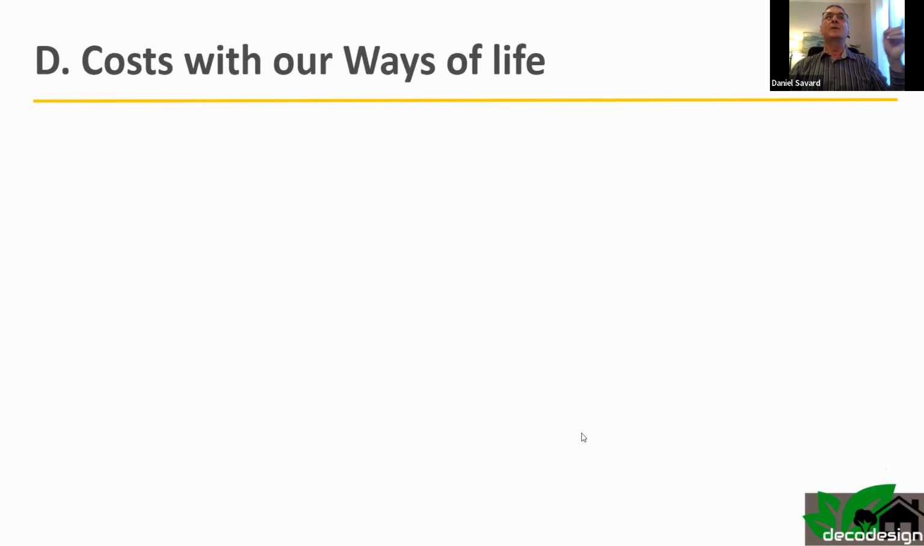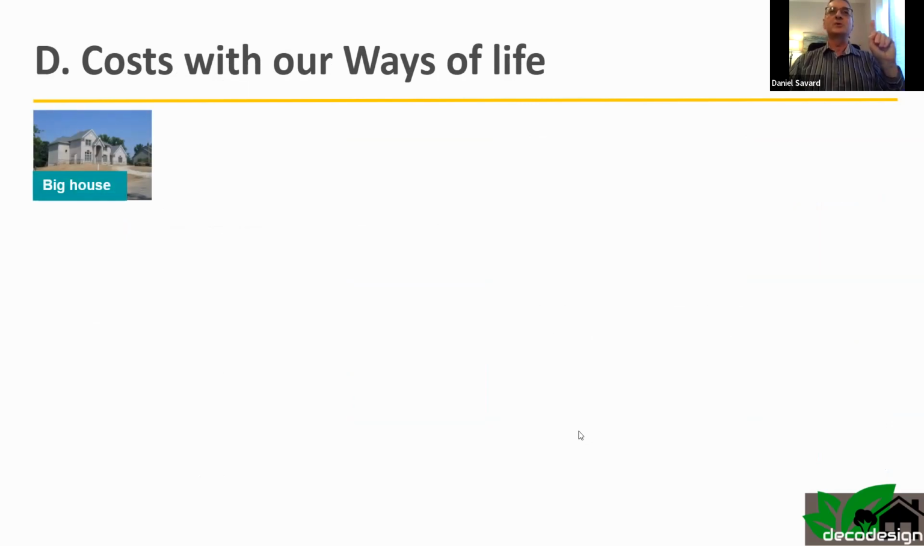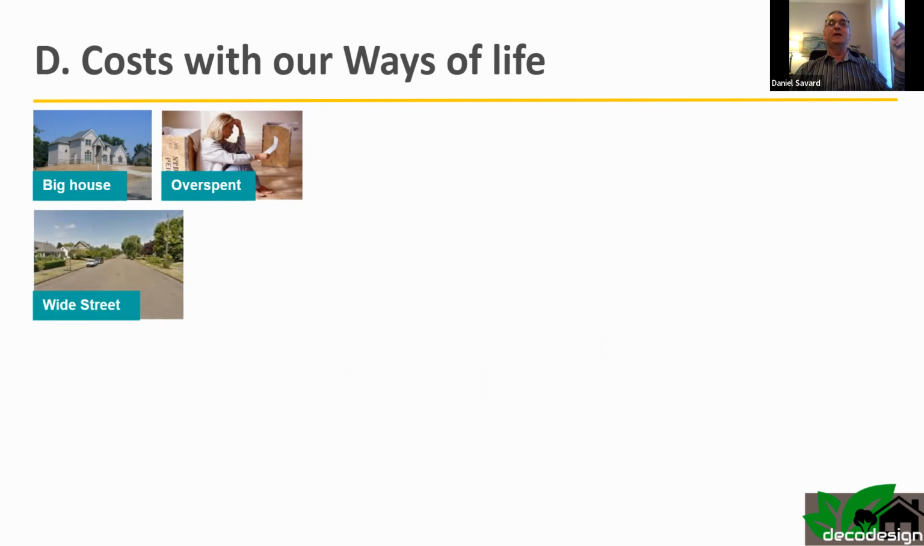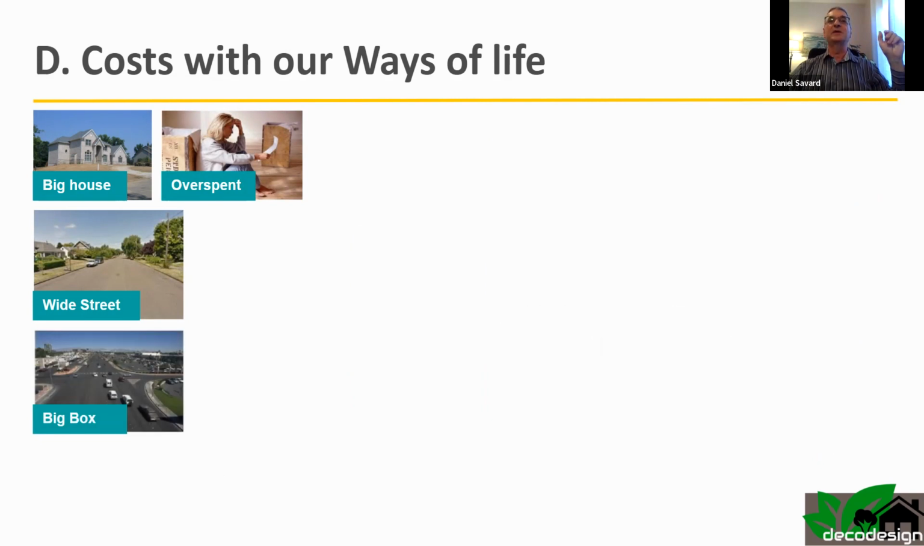Okay, now, the costs of our ways of life. We were striving to, and we're still striving to, have a big house. We overspend. We also created a situation where we need a lot of space for our cars, because we want to make sure that we have enough space for snow, enough space for this, enough space for that. So we have wide streets. We have also created a situation where the commercial area is a big box retail store, so you need your car to go from point A to point B.